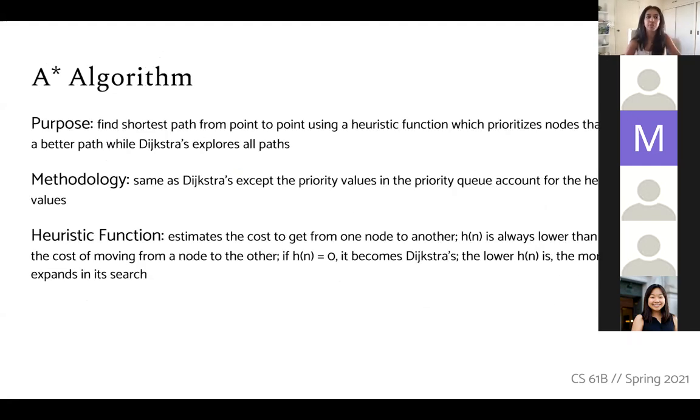So A star is super similar to Dijkstra's, except we have this idea of a heuristic function and heuristic values. Also, A star has a goal node, whereas for Dijkstra's we didn't really have a goal node. We had a source node, and we were kind of like, okay, go crazy, make your shortest path tree however you want in whichever direction. However, for A star, we have this idea of a goal because we have a heuristic function, which basically estimates the cost to get from one node to the goal.